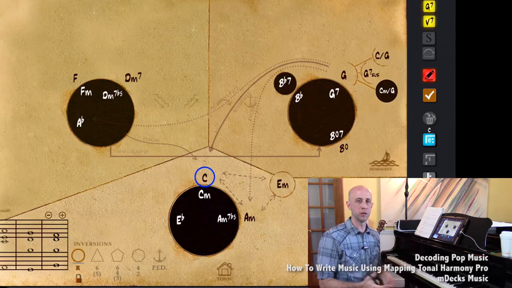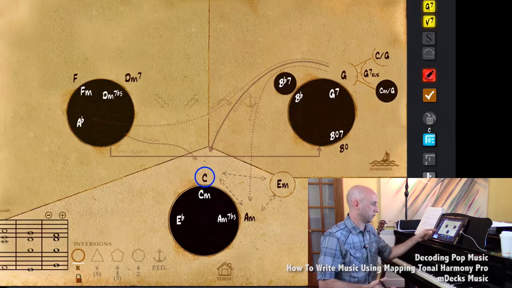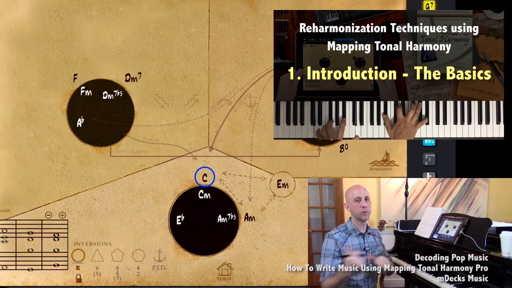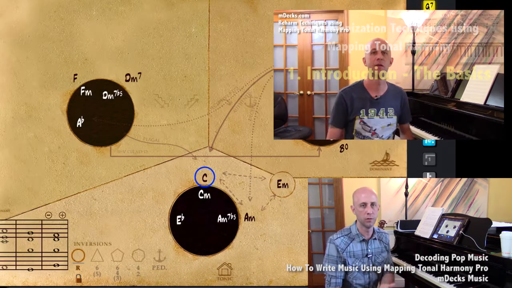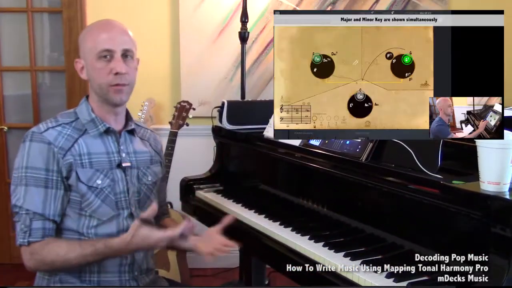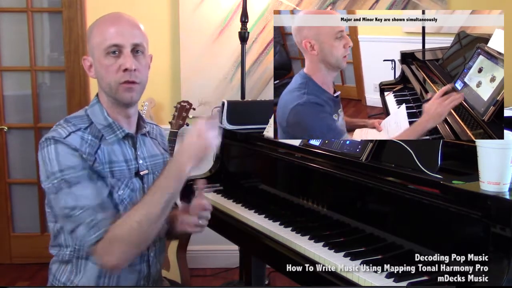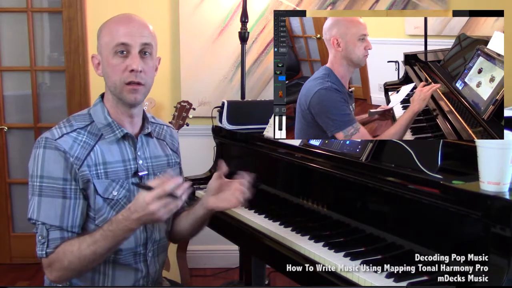Our song's in C major, so I don't know, if we were gonna reharm it, we could use some of those chords on the inside circle. We're not gonna do that today. If you're interested in that, check out our previous series on reharmonization using mapping Tonal Harmony Pro. Also, if you want a more in-depth explanation of the map and just reharmonization in general, we're going to put a link to a previous video we made right there. You should check that out. We're just touching on some of the main ideas right now.